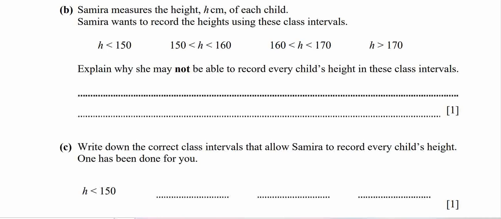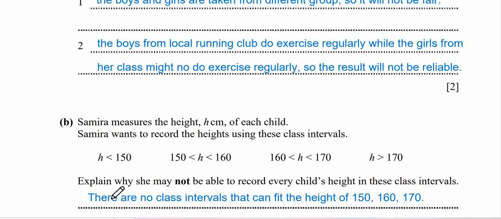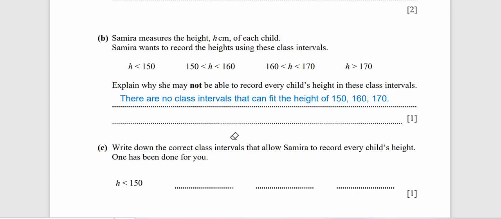Well, let's reveal the answer. So the answer is there is no class interval that can fit the height of exactly 150, 160, and 170 because there are no equal signs. Next. Now in question C, write down the correct class intervals that allow Samira to record every child's height. One has been done for you. 10, 9, 8, 7, 6, 5, 4, 3, 2, 1.